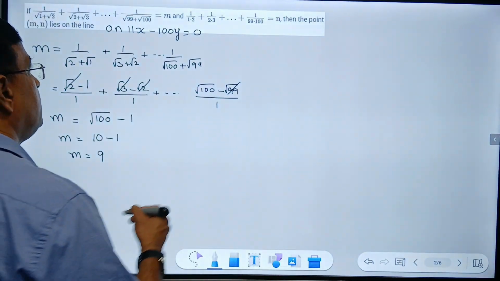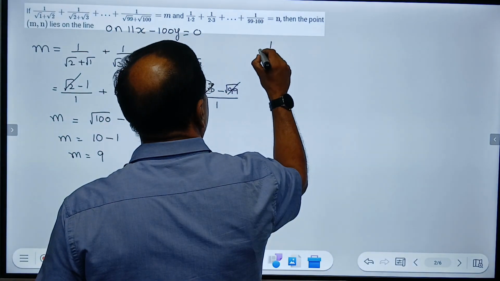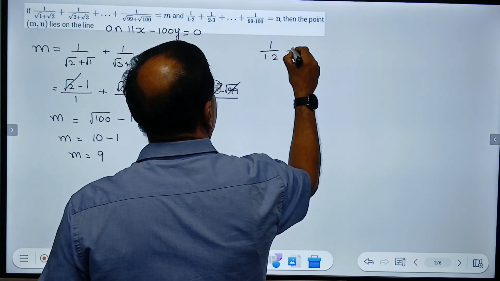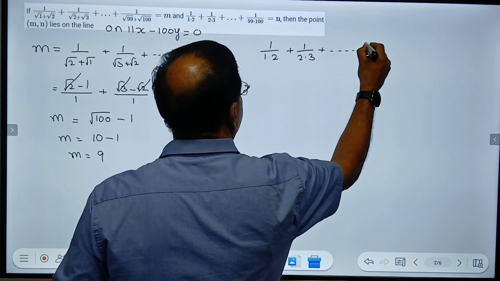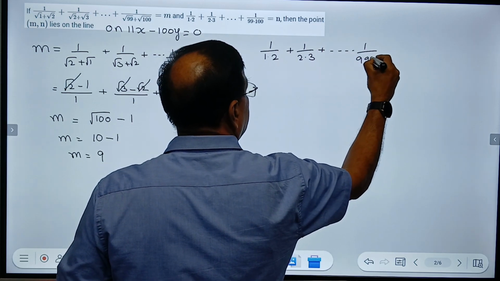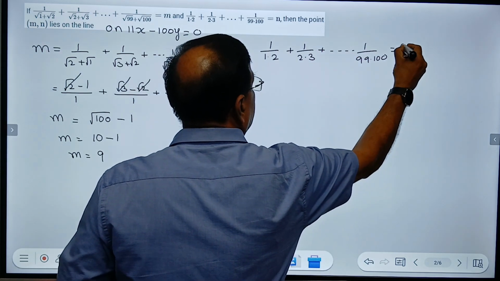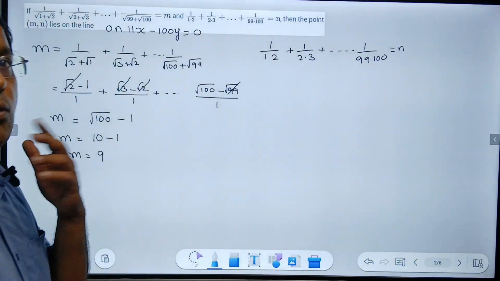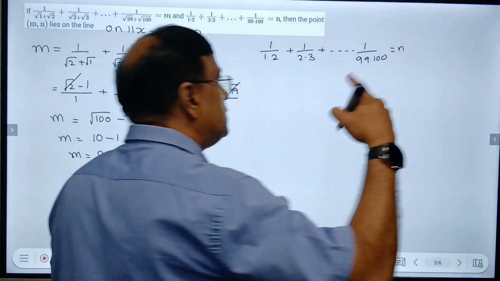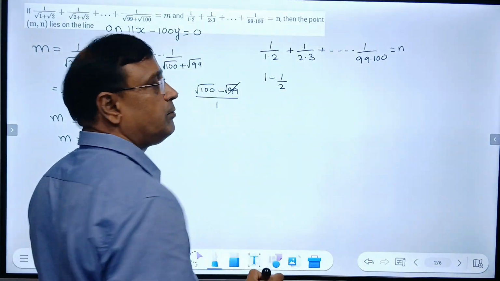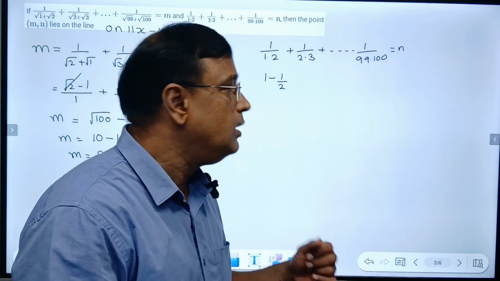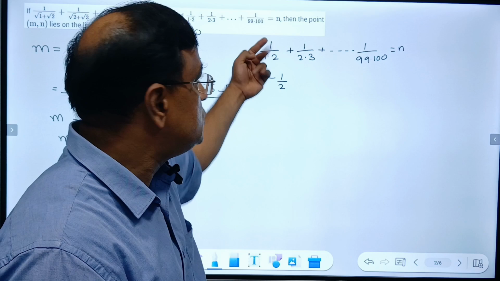Now what is the second part of the question? It is also given that you have 1 by 1 into 2, a similar type of question we have discussed in the previous video, up to 1 by 99 into 100, equal to n. Now what is 1 by 1 into 2, which I said in the last class also? This is actually 1 minus 1 by 2, sort of a partial fraction, splitting it. 1 minus 1 by 2 is 1 by 2.